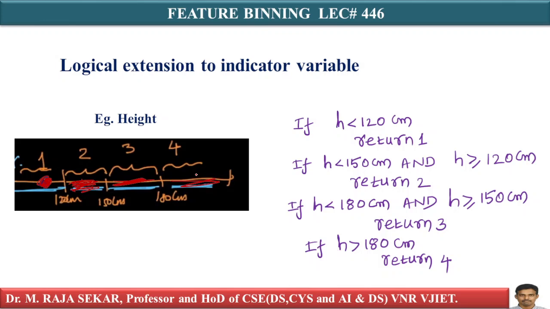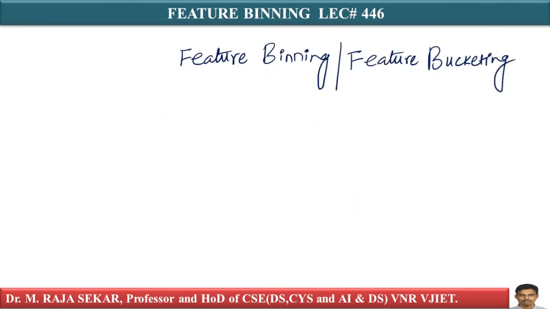If you think about it logically, this is bin 1, this is bin 2, this is bin 3, this is bin 4. That's why it is called feature binning. It is also called feature bucketing. Feature binning is a much easier idea. Given a real valued feature like height, we are going to break it up into multiple bins.